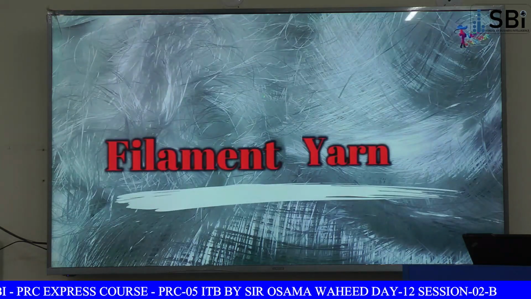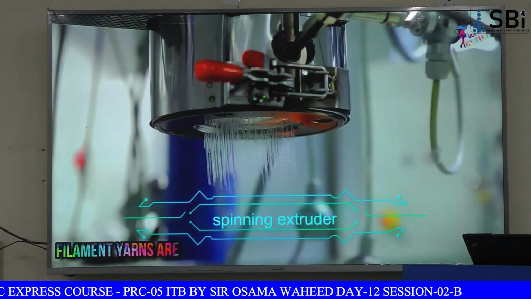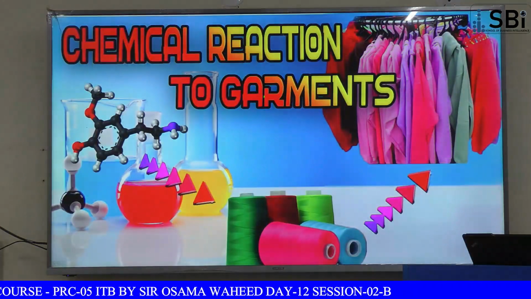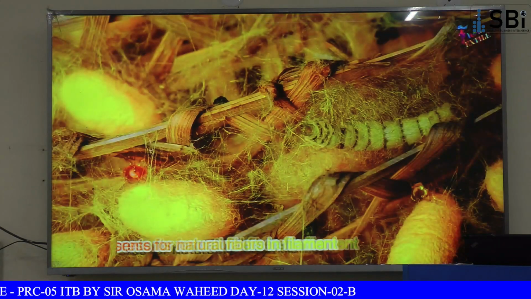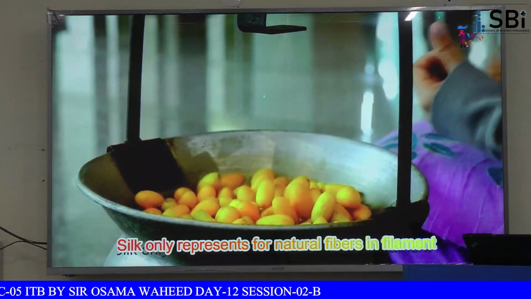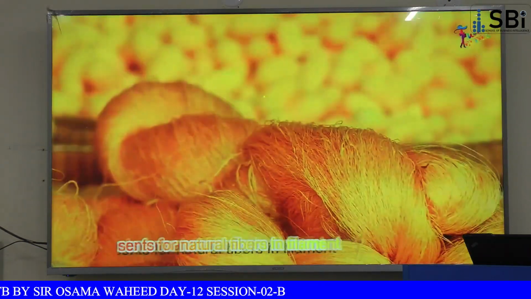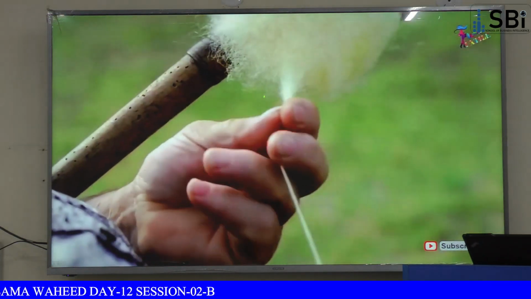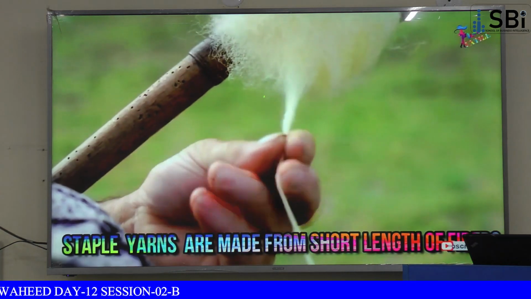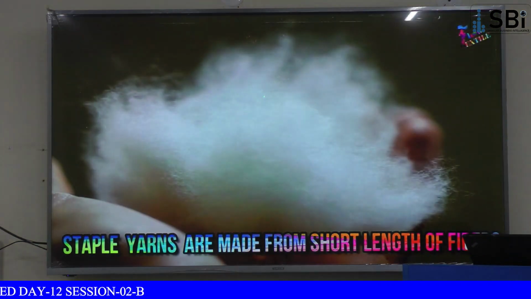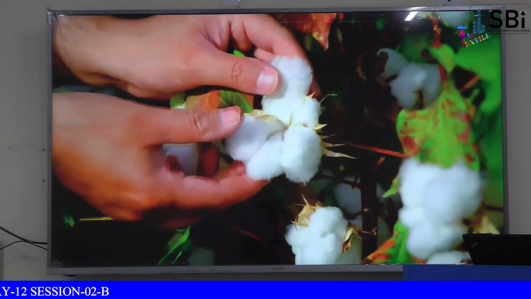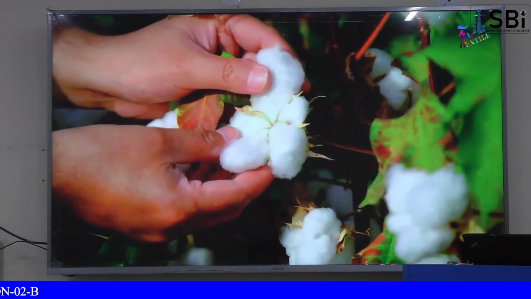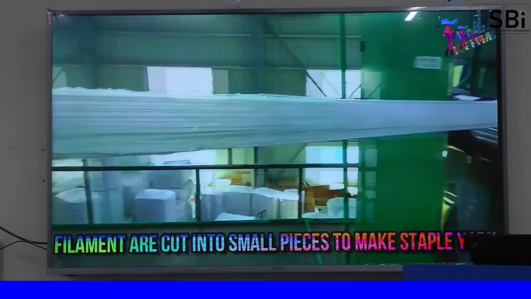Filament yarn. These yarns are made from long and continuous strands of fiber, most of them synthetic, and only silk represents natural fibers in filament. Staple yarn. Staple or spun yarns, on the other hand, are made from short lengths of fibers. It can be found from natural fibers or can be produced using synthetic staple fibers.